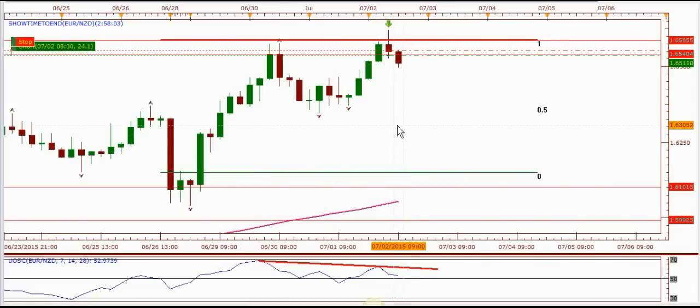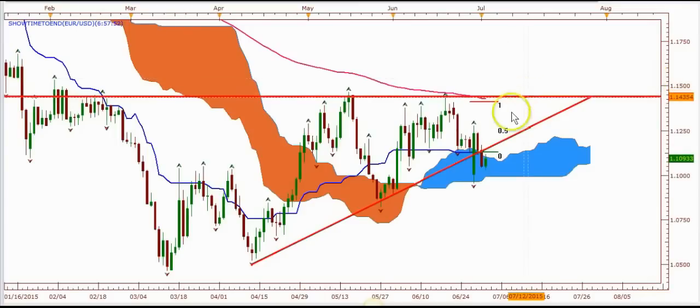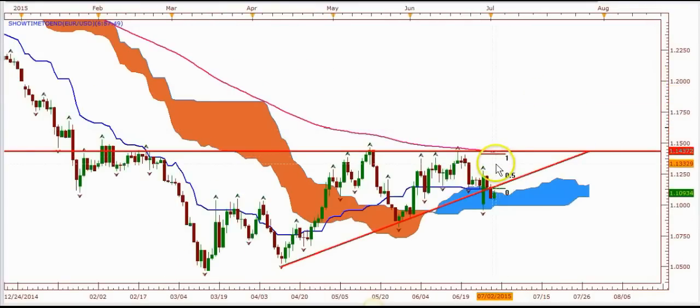All right, so that's the euro New Zealand dollar, and I'm going to go to everyone's favorite pair, not mine, the euro US dollar. Where are we? Okay, so euro US dollar.